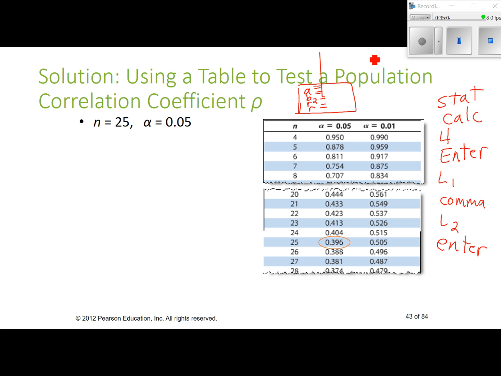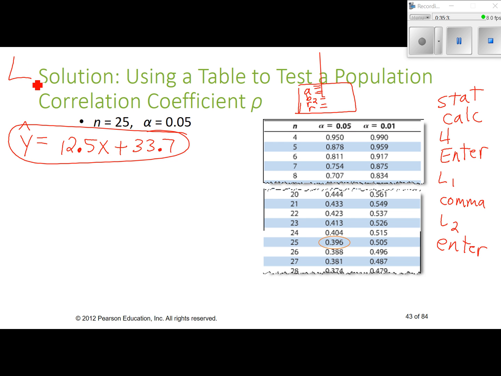So if I'm looking at my calculator, it tells me the A is about 12.5. So if I want to write the equation of this line of best fit, I'm going to write y hat equals 12.5x plus our B is about 33.7. That's our equation of our regression line. That's our equation for that line that we're drawing on that graph.